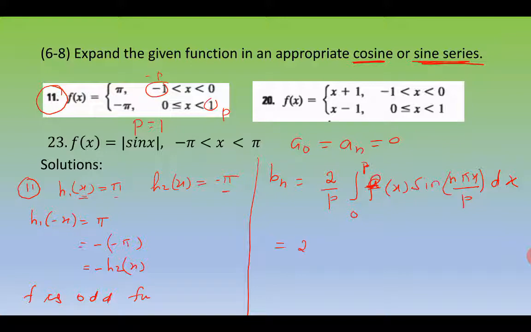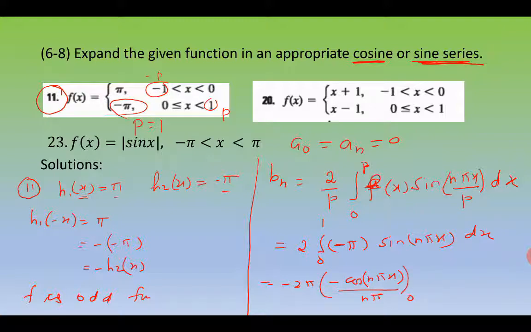So it will be 2 outside, 0 to 1, f of x. In the interval 0 to 1, f of x is negative pi. Negative pi sine n pi x dx. Therefore minus 2 pi is constant outside. When you integrate sine, you will get negative cosine n pi x over n pi from 0 to 1. So this minus and this minus will be positive, 2 pi divided by n pi.